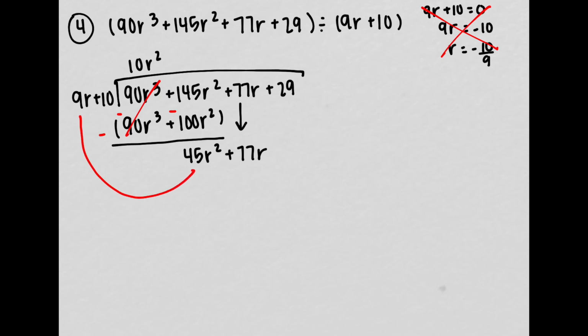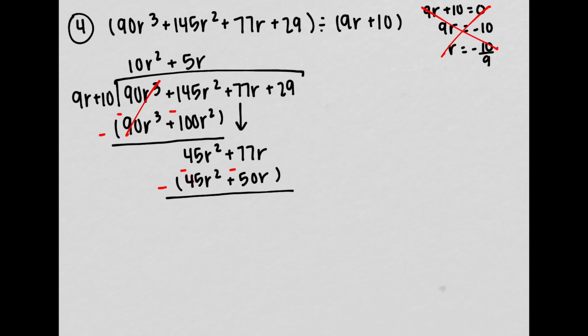I want to turn 9r into 45r squared, and I'm going to do that by multiplying it by a positive 5r. I'm going to multiply everything out, and I get 45r squared plus 50r. Again, we have the parentheses with the minus signs, change our signs inside, and then we add. Our 45r squareds cancel out, and I have 77r minus 50r, which leaves me with 27r. Drop down that plus 29, and to turn 9r into 27r, I'm going to multiply it by a positive 3.